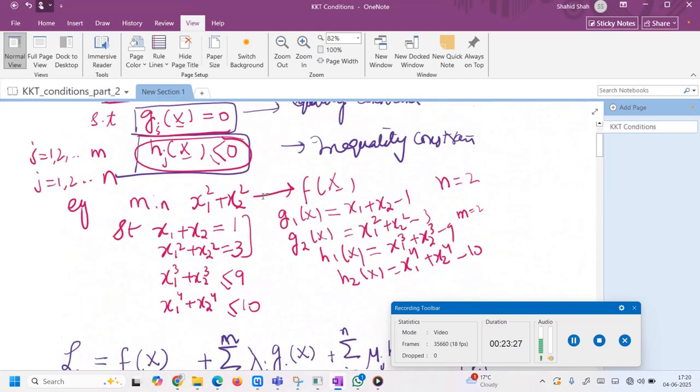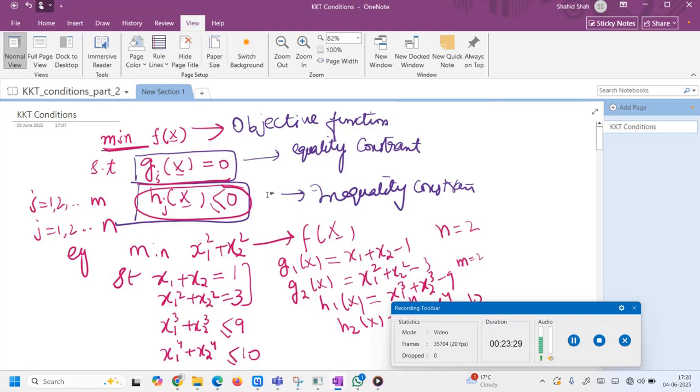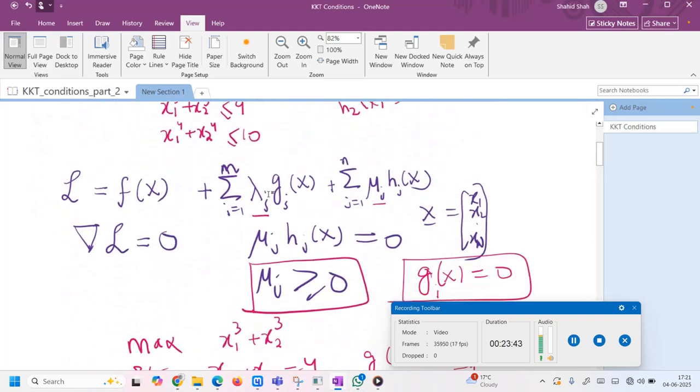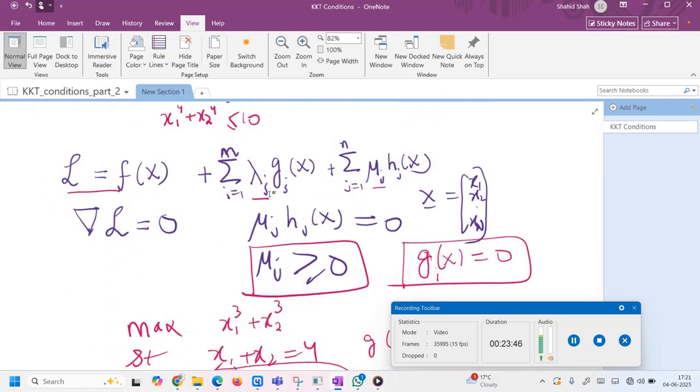So I will summarize KKT again. You have an objective function which you want to minimize. If it is to be maximized, just change it to minus of that. You have equality constraints, which we already know, and inequality constraints. Then what you should first do is form the Lagrangian, which is equal to the objective function plus, for every constraint, a Lagrange multiplier. If the constraint is an equality constraint, denote the multiplier by lambda, and if it is an inequality constraint, denote it with mu.